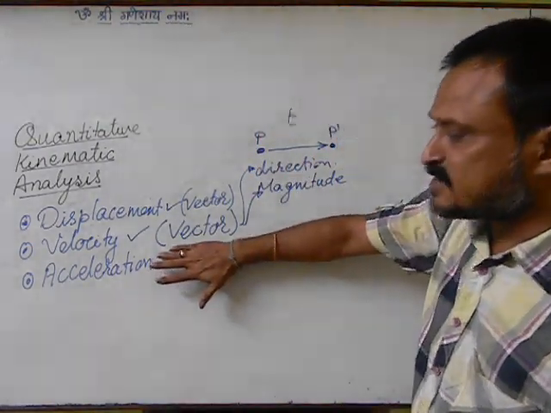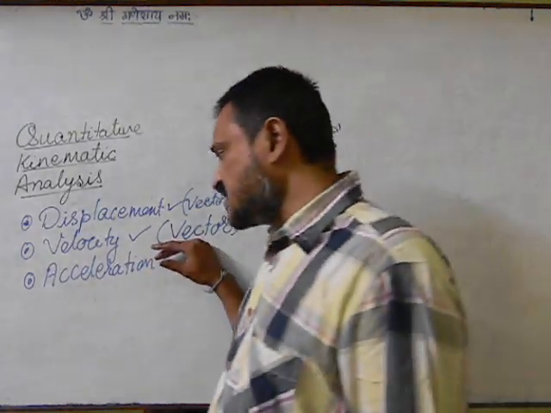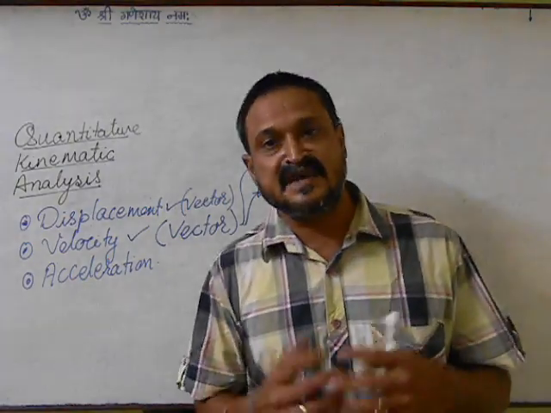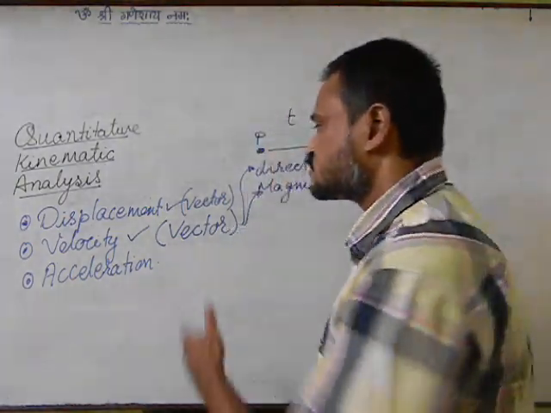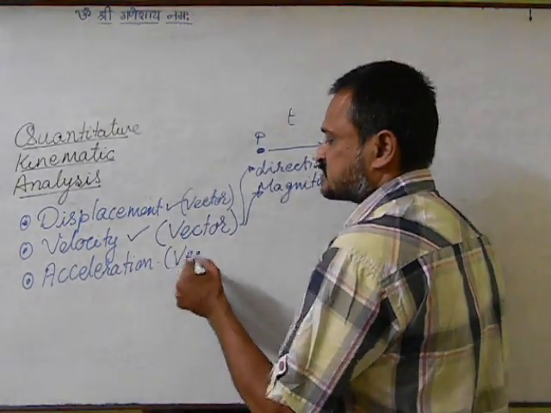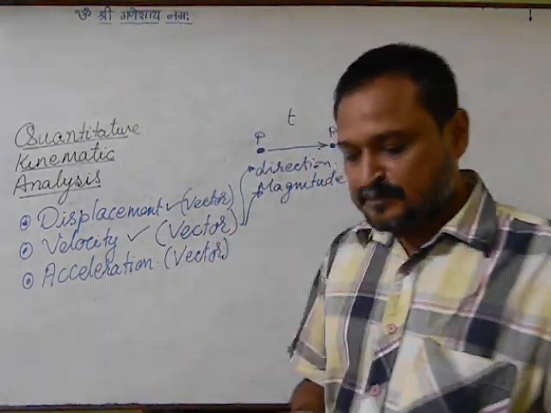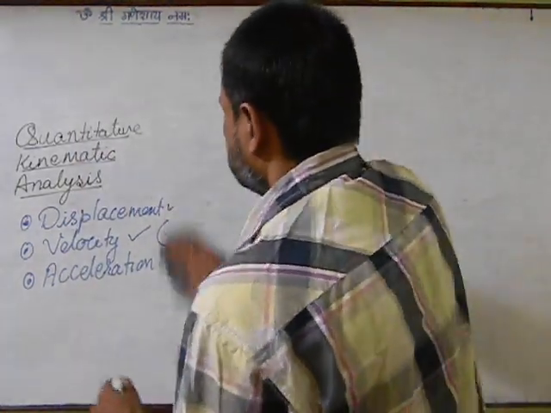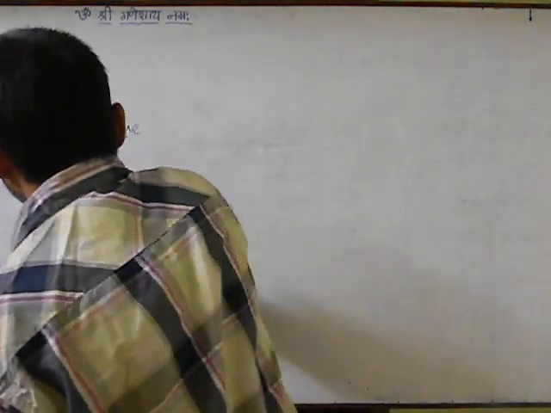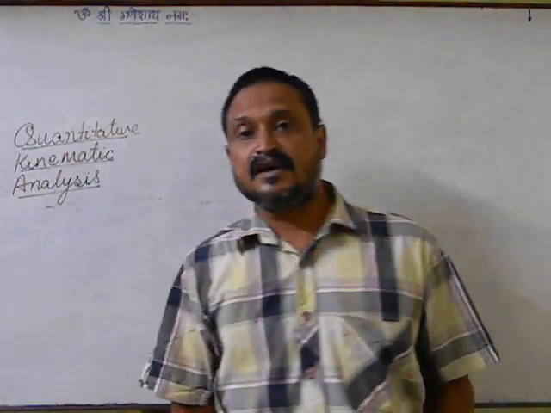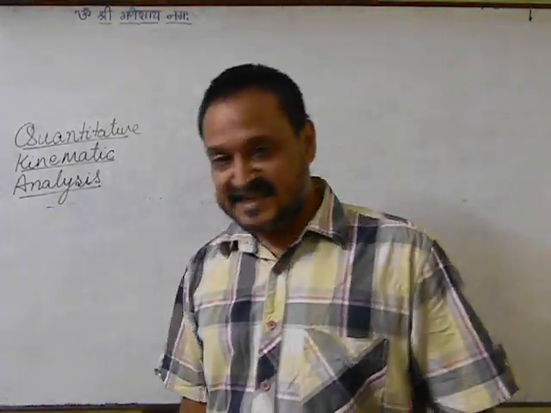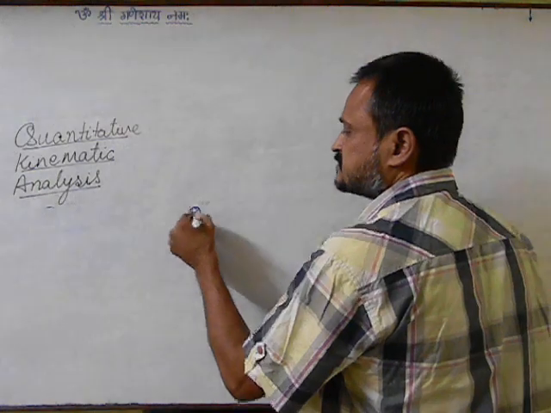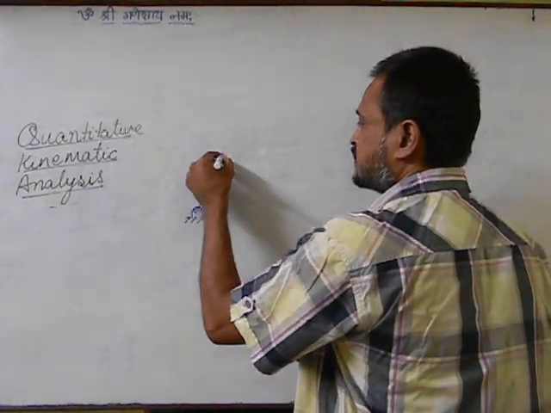Similarly then, the rate of change of velocity will be the acceleration. So acceleration also has direction as well as magnitude. So this is also a vector quantity. So it becomes easier for us to express all these quantities as vectors, and very easily we can go for the graphical representation.